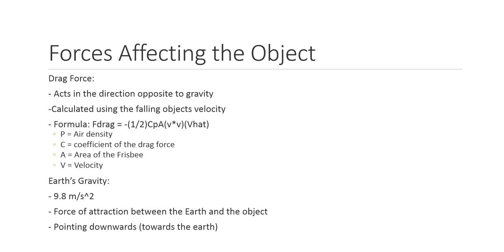Now, each of these things here are described, where rho is the air density, C is the coefficient of drag force, which is obtained from NASA, A is the area of the frisbee, which I calculated using a ruler and the frisbee, and v is the velocity, which I was able to obtain from Tracker. The other force at hand is Earth's gravity, which is 9.8 meters per second squared. It is a force of attraction between the Earth and the object, and it is pointing downwards towards the Earth.